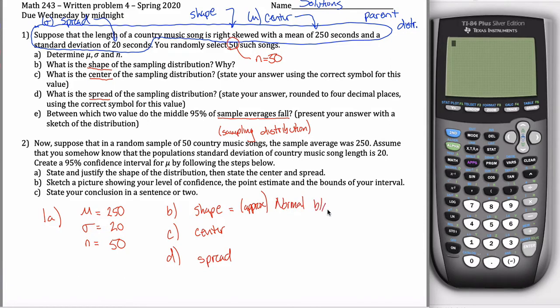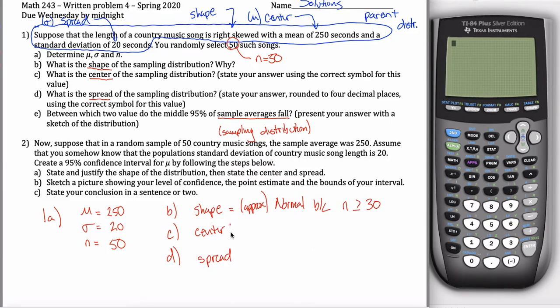Why? Well, our sampling distribution ends up being normal for one of two reasons. Either because the parent distribution is normal, in this case it's not, the parent distribution is right skewed, or because of this thing called the central limit theorem, which tells us that as long as n is large enough, greater than or equal to 30 in our class, the shape of the sampling distribution is going to be normal.